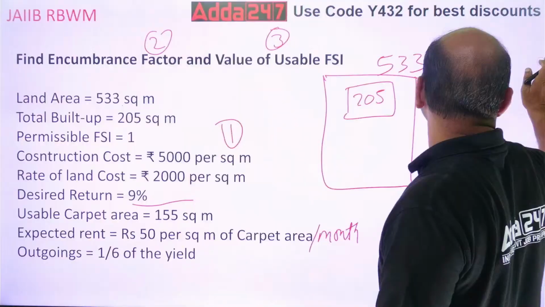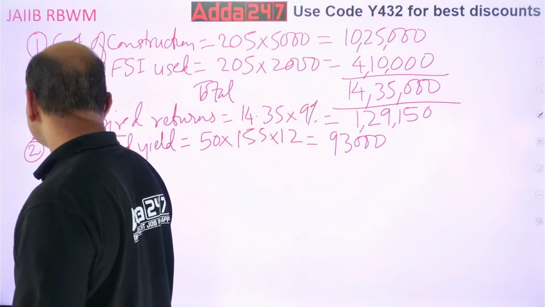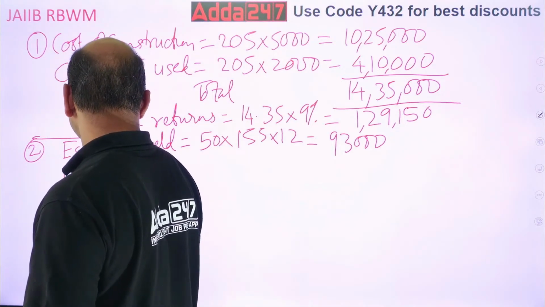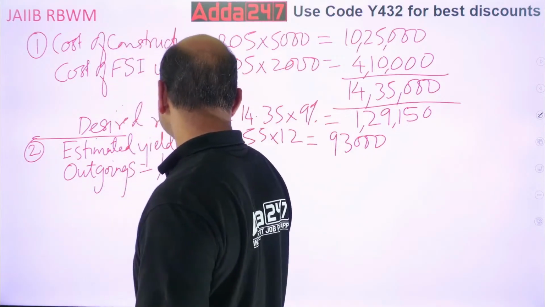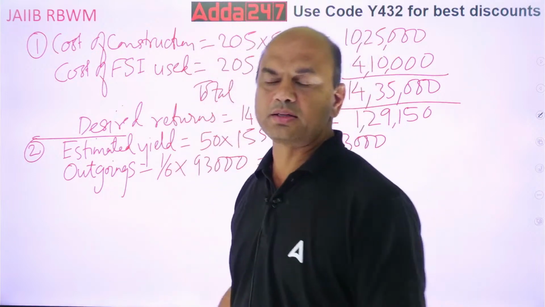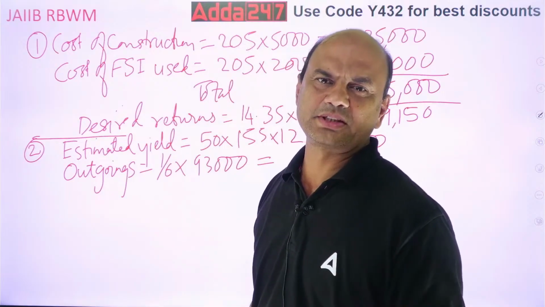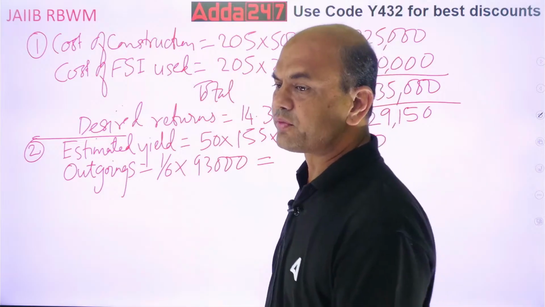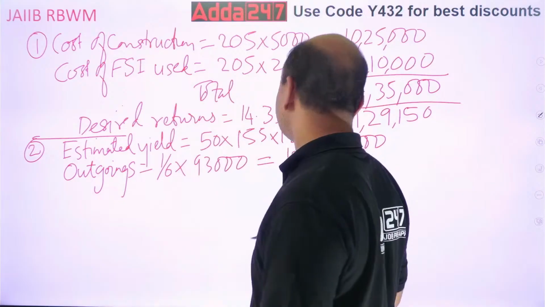So outgoings equals 1/6 into 93,000. So what is the answer we are getting? 1/6 into 93,000. This much is going out. It can be your salary, society expenses, it can be your electricity bill, everything. So it is 15,500. This much is the outgoing.